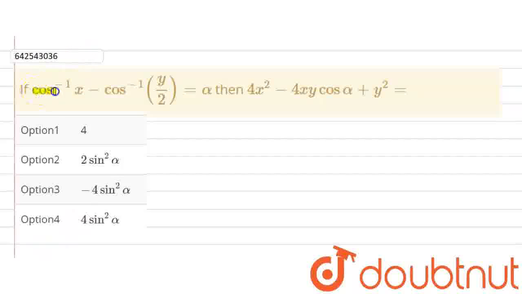The given question says that if cos inverse x minus cos inverse y by 2 is equal to alpha, then 4x square minus 4xy cos alpha plus y square is equal to what? These are the four options. Out of these four options, we are supposed to choose the correct one.